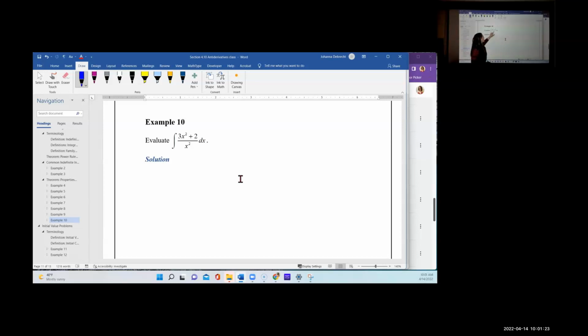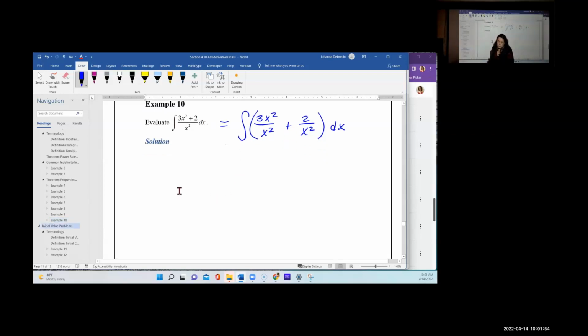And what makes this work is you've got a binomial divided by a monomial. So you can split it into 2 fractions and reduce the fractions using power notation. So what I'm going to do in order to make this work is I'm going to have 3x squared divided by x squared plus 2 divided by x squared. I'm splitting the fraction into 2 separate fractions with a common denominator. Then I'm going to rewrite each one of them using power notation.